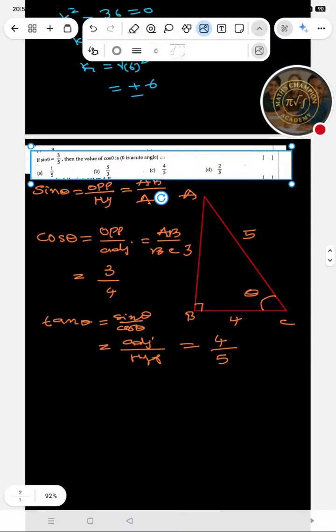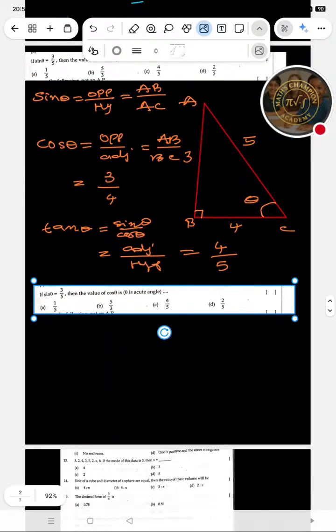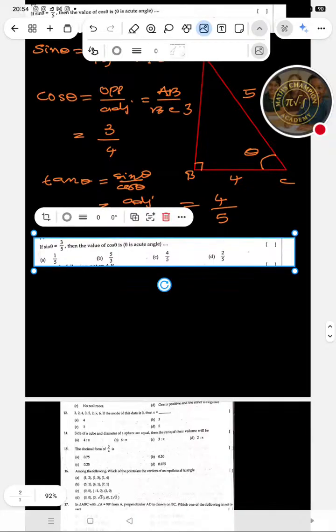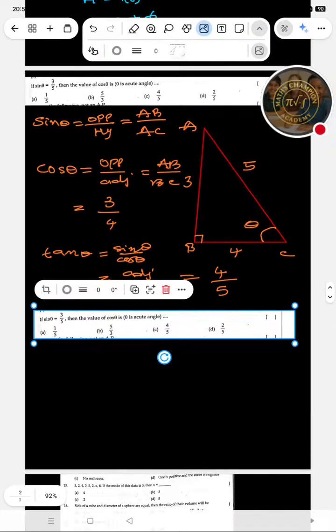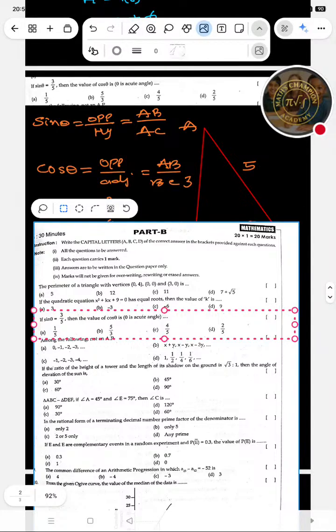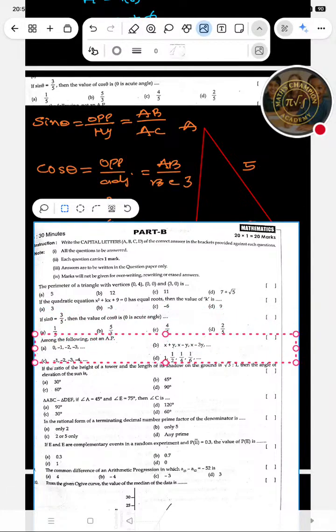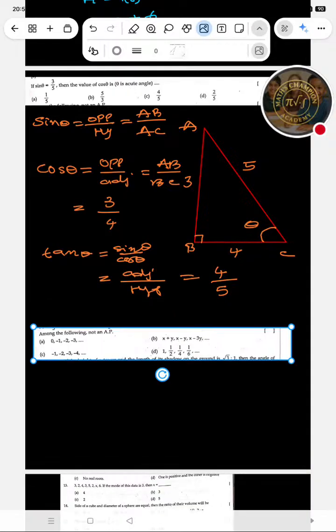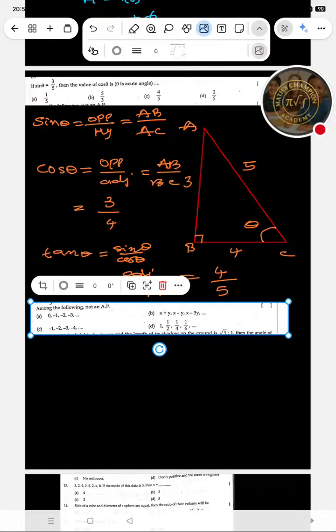Next question. Look at the next question. Which among the following is in AP? Okay, which of the following is in AP?